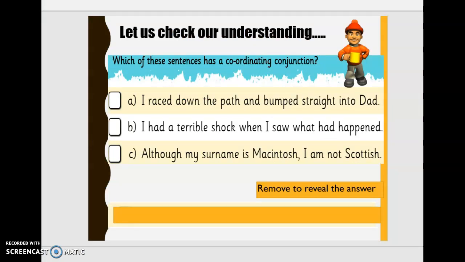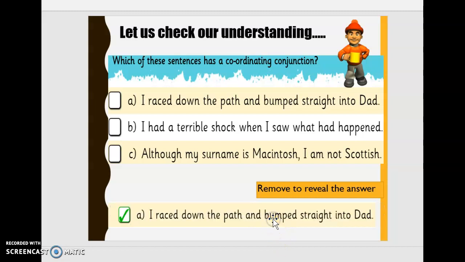Now, let us check our understanding. Which of these sentences has a coordinating conjunction? If you read the three sentences, which one do you think has a coordinating conjunction? How many got A? Well done. A is a perfect example of a coordinating conjunction.